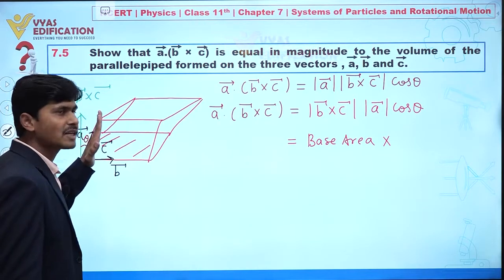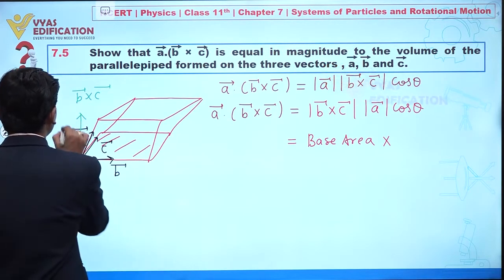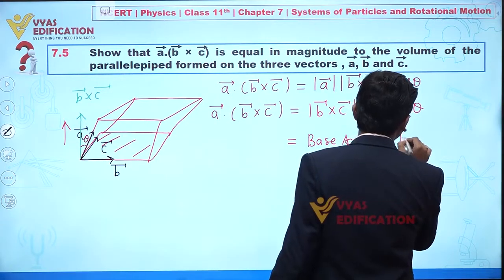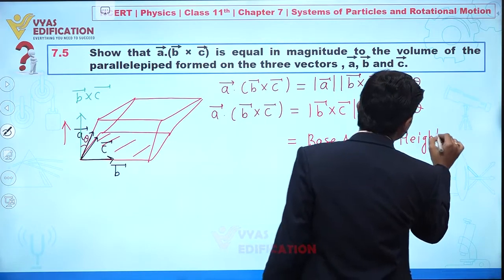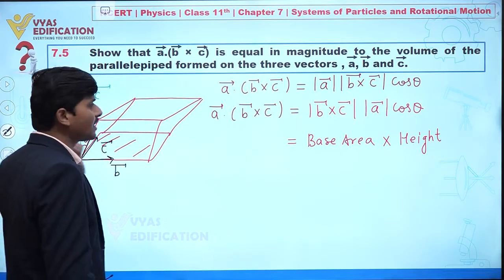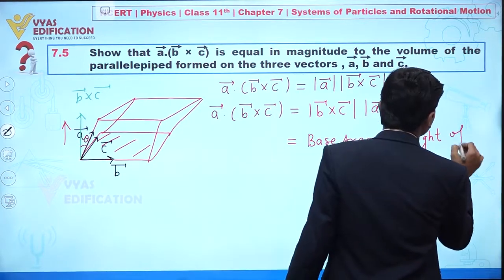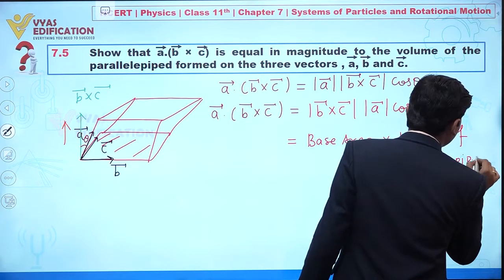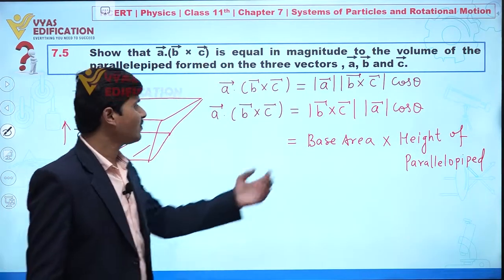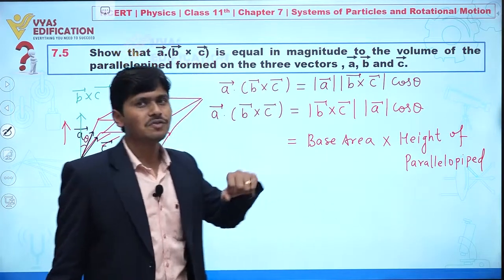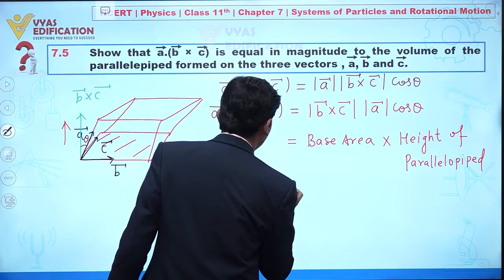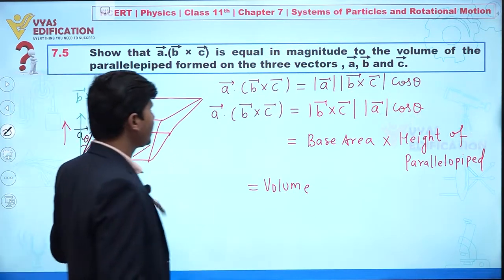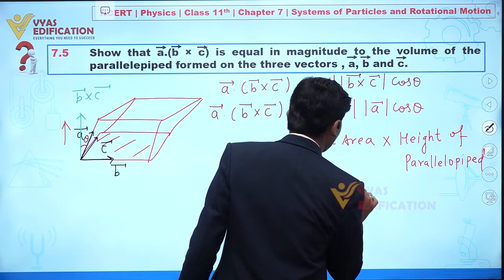So this is A vector. Now we are taking one component in the vertical direction, so I can say this is A cos theta. So this is height. Yes or no? This indicates perpendicular height of this parallelepiped. Clear? So whenever we have a base area, we have a height. So this indicates volume, the volume that is formed using three vectors, or we can say the volume of the parallelepiped.